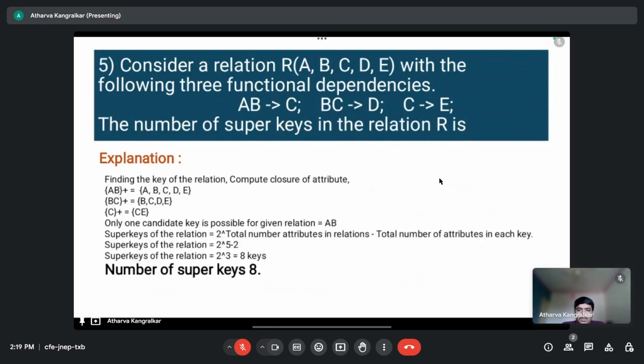And as the explanation is given below, the number of superkeys of the relation is given by the formula 2 raised to the power total number of attributes in the relation minus total number of attributes in each key. So it will be 2 raised to the power 5 minus 2, that is 2 raised to the power 3, which equals 8 keys.